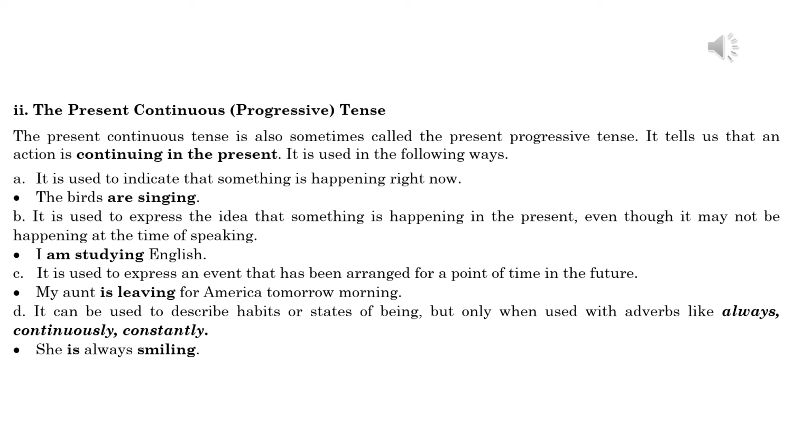B. It is used to express the idea that something is happening in the present, even though it may not be happening at the time of speaking. I am studying English. C. It is used to express an event that has been arranged for a point of time in the future. My aunt is leaving for America tomorrow morning. D. It can be used to describe habits or states of being, but only when used with adverbs like always, continuously, constantly. She is always smiling.